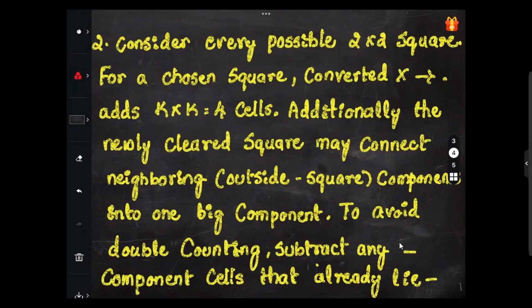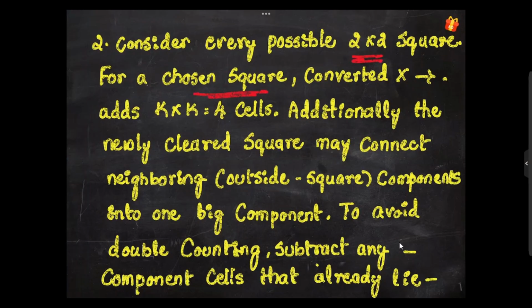Now let's move on with the second step here. We will be considering every possible 2 into 2 square, right? Every possible 2 into 2 square. For the chosen square, accordingly with the question, converted X to dot, right? Dot we are considering. This adds k into k, nothing but 4 cells. Yeah, we know this one.